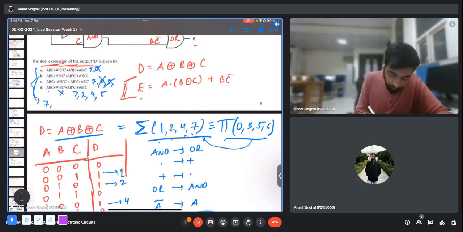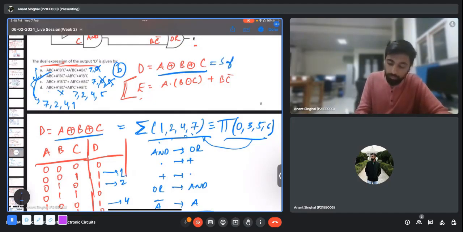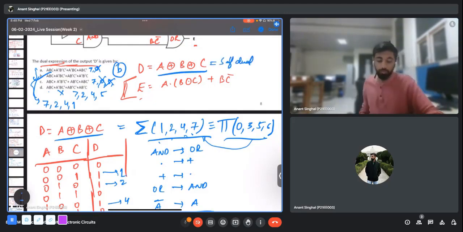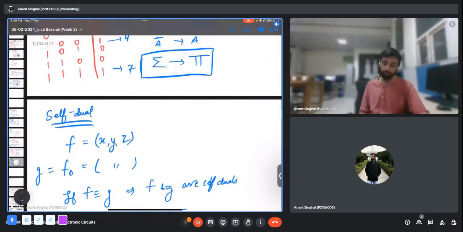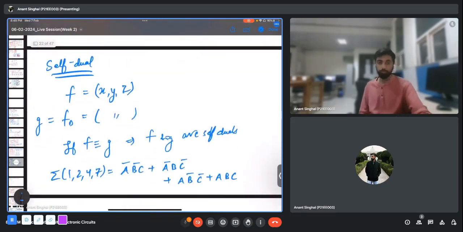So let's check option B now. I have a 7, then I have 0 1 0, that will be 2, and 1 0 0, that will be 4, and finally I have 0 0 1, that will be 1. So yeah, option B is the correct answer. So it is a self-dual function basically. So the dual for the same will be 1, 2, 4, 7 in the minterms itself. So let's just check it out, and then we'll solve the next problem in 2 minutes.